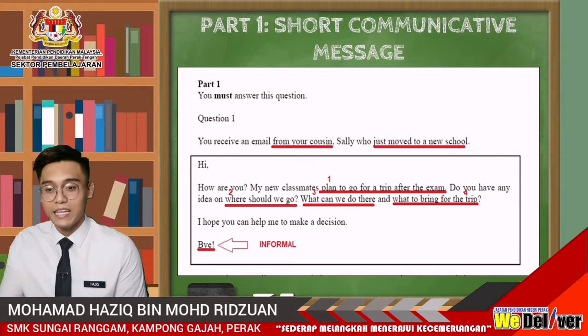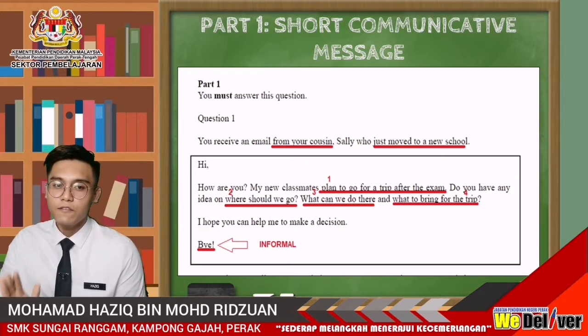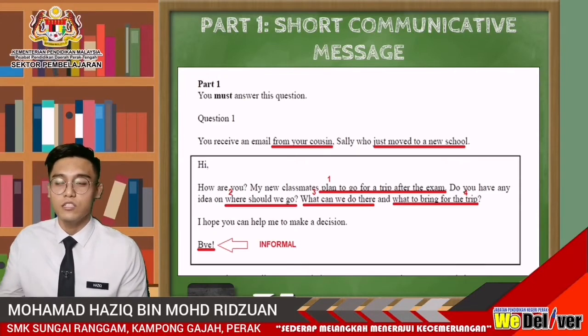By. So by here indicates that the email will be informal. Informal here means your tone will be a little bit more relaxed than usual. So you are allowed to use I'm instead of I am. You can use you're instead of you are. Okay?